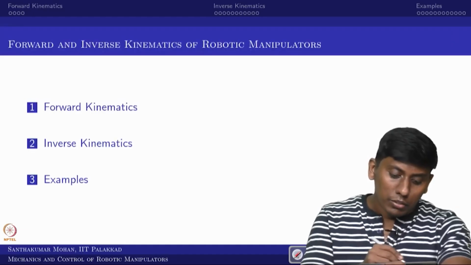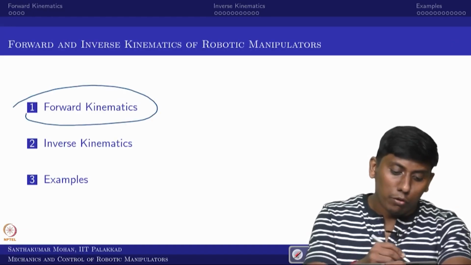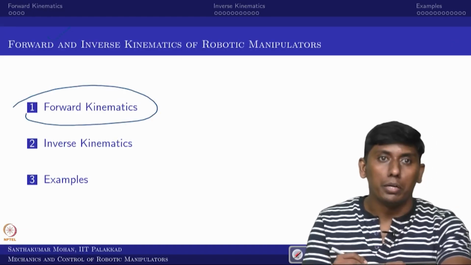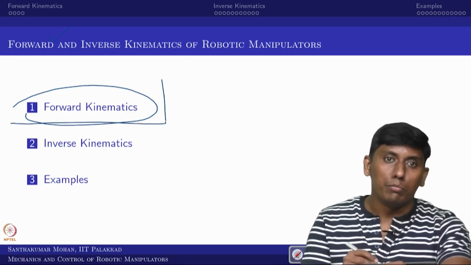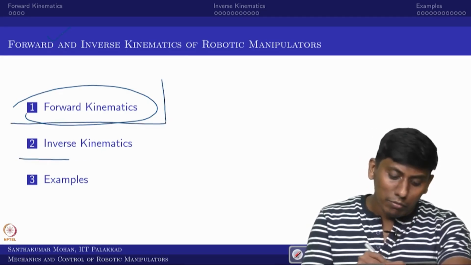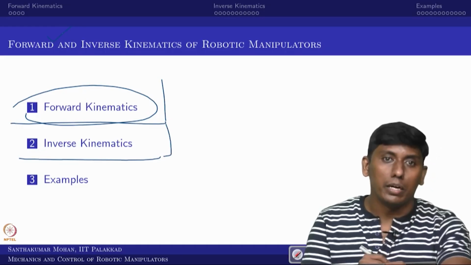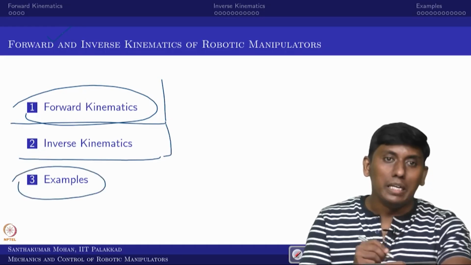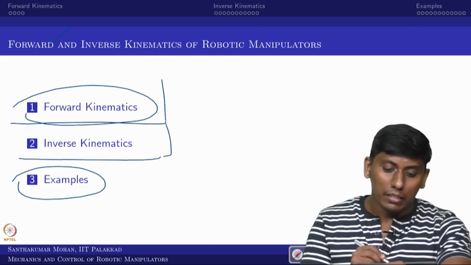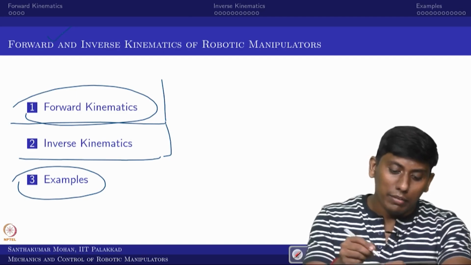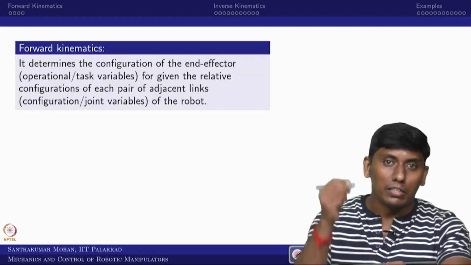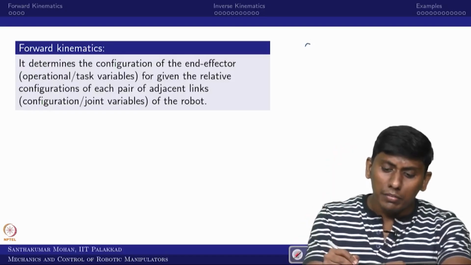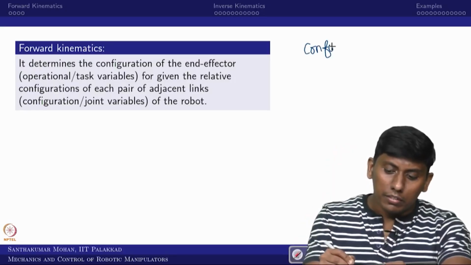In this particular lecture, we are going to see forward and inverse kinematics of robotic manipulators in specific. First we will see forward kinematics, then give a small introduction to inverse kinematics, and we will attempt an example at the end. We will recall what we understood as forward kinematics in the very beginning. We have seen that there are two kinds of spaces.